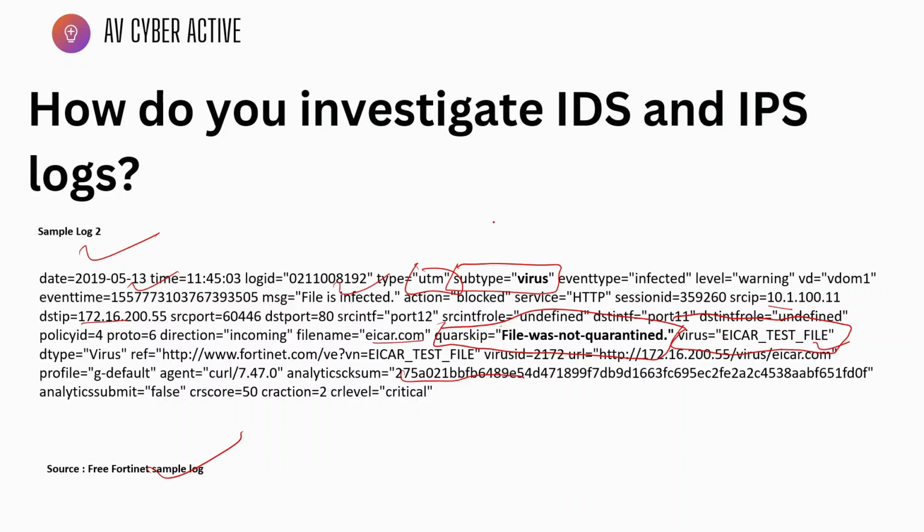So IDS again is placed parallel to a network, and IPS is something that you place inline. I've made a separate video on IDS and IPS. Do check that out. I'll leave the links in the card and also in the description down below.